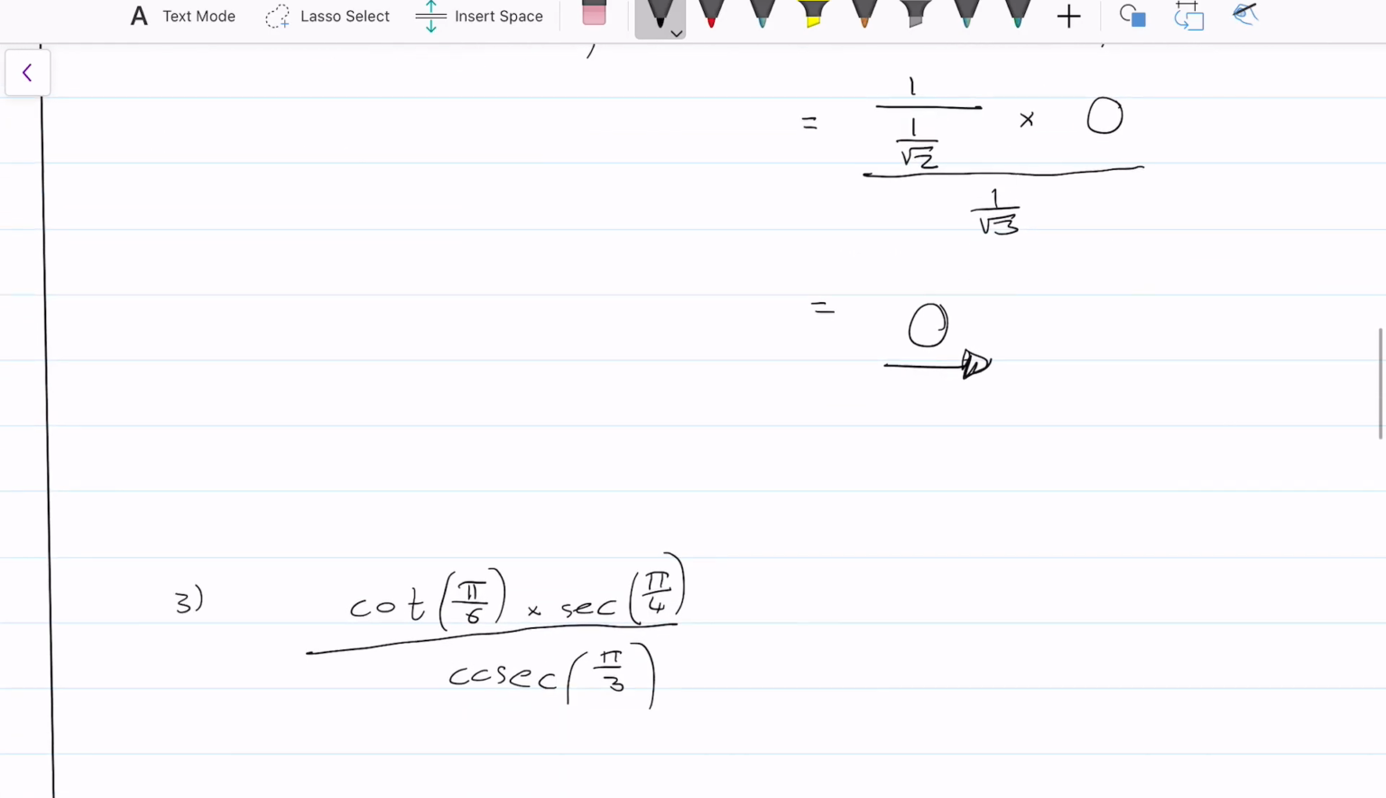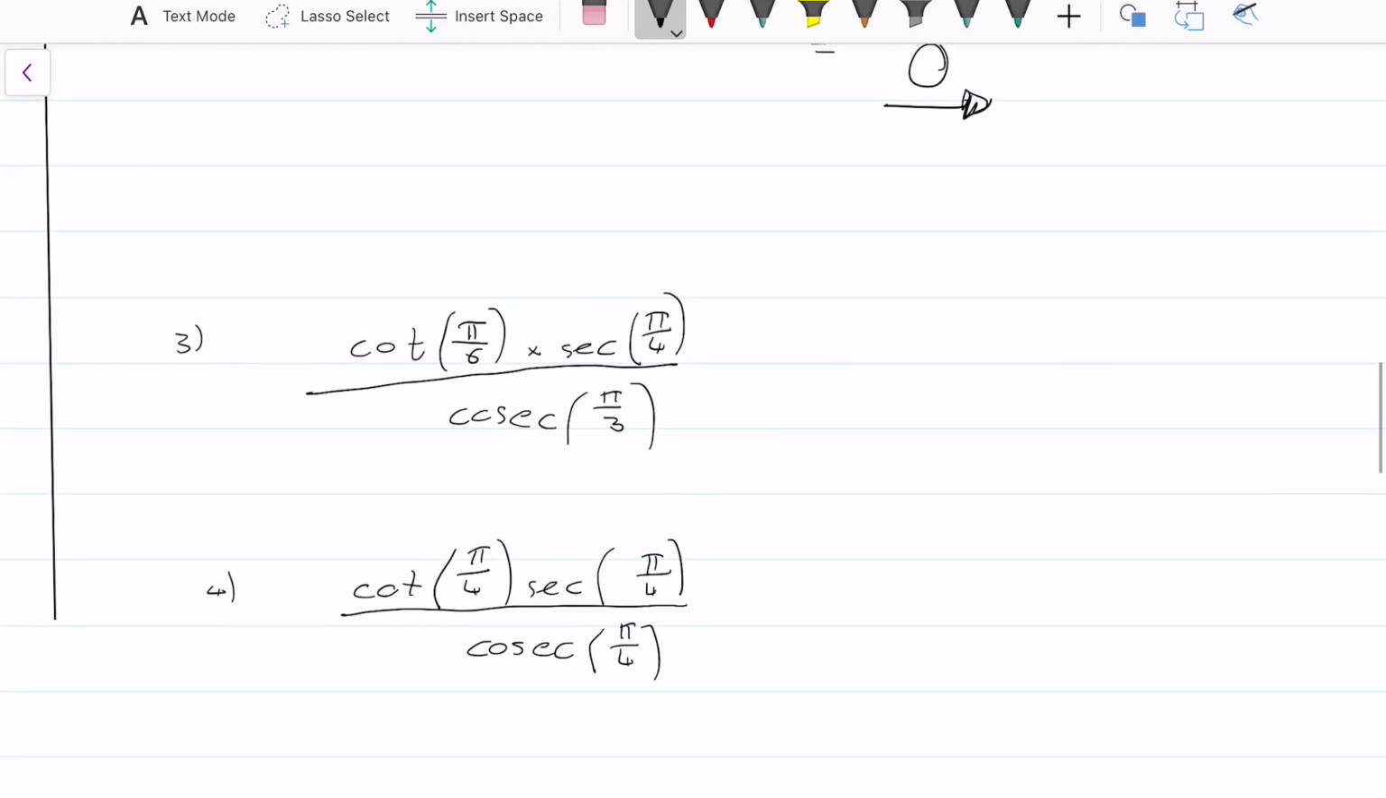Okay, so the next question. I just want you to note that these two questions are identical in that we have cot, we've got sec, and we've got cosec.